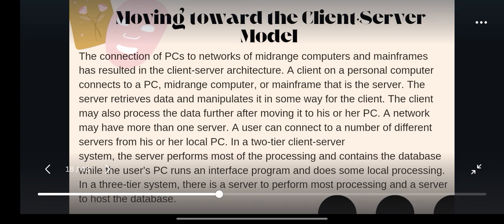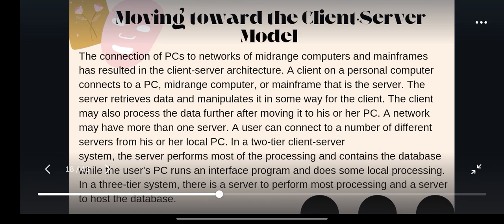So, moving towards the client-server model. The connection of PCs to networks of mid-range computers and mainframes has resulted in the client-server architecture. A client on a personal computer connects to a PC, mid-range computer or mainframe that is the server. The server retrieves data and manipulates it in some way for the client. The client may also process the data further after moving it to his or her PC. A network may have more than one server. A user can connect to a number of different servers from his or her local PC.